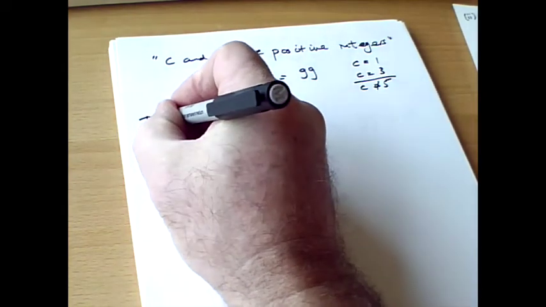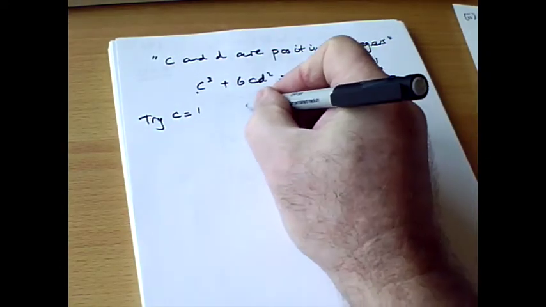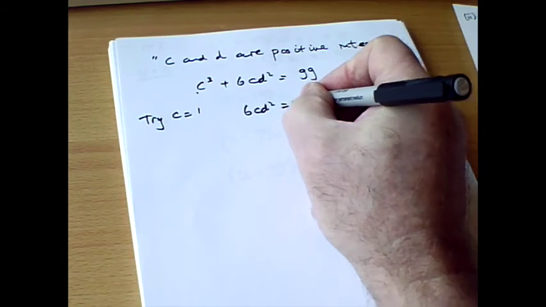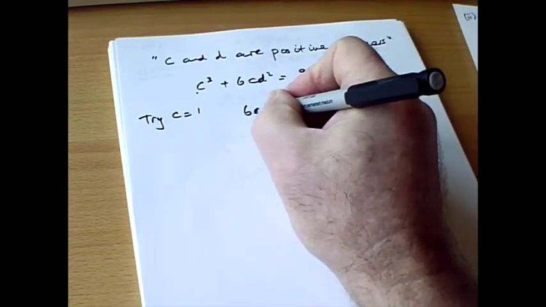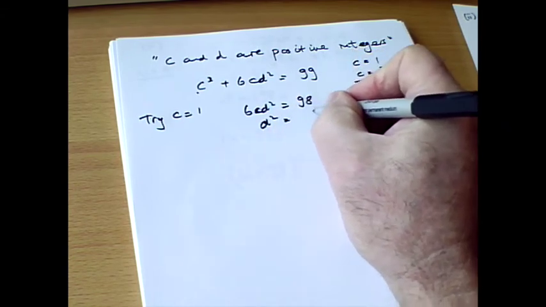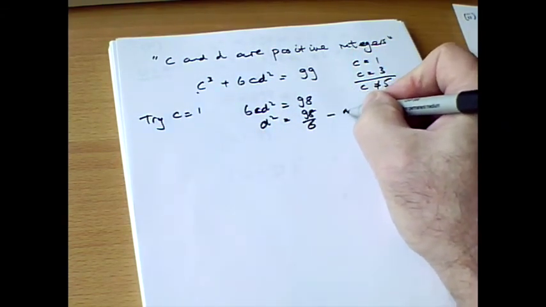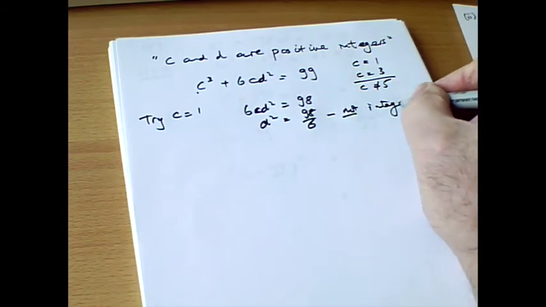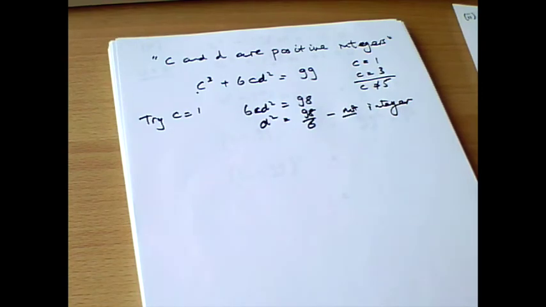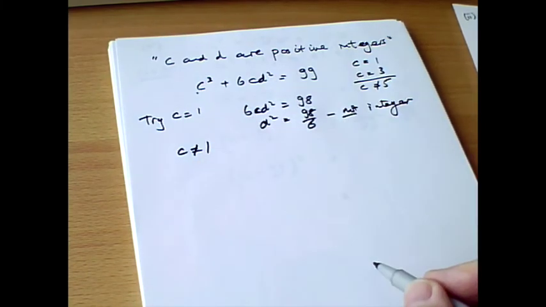Let's try c equals 1. This would tell me that 6cd squared was equal to 98. But c is 1. So d squared is going to be 98 over 6, which is not an integer. D squared is not an integer, so d can't be an integer, and therefore c is not equal to 1.